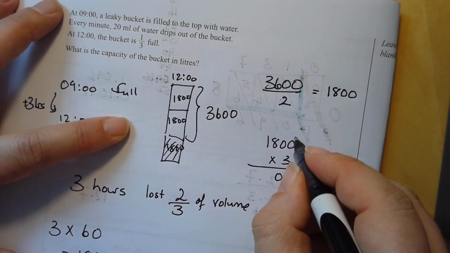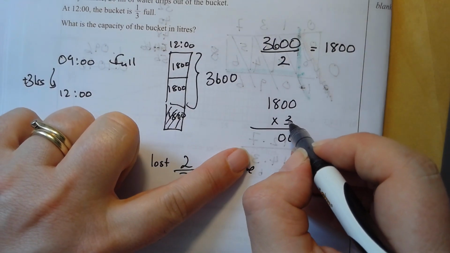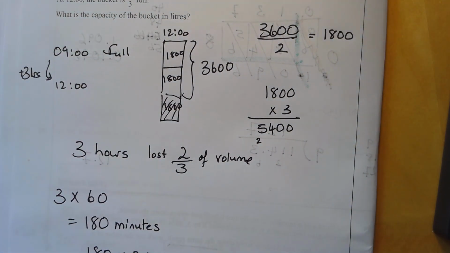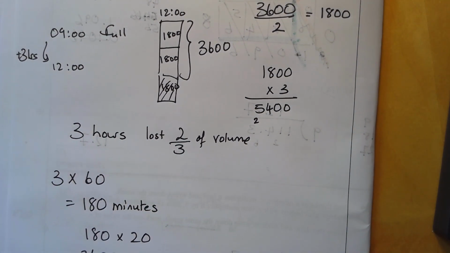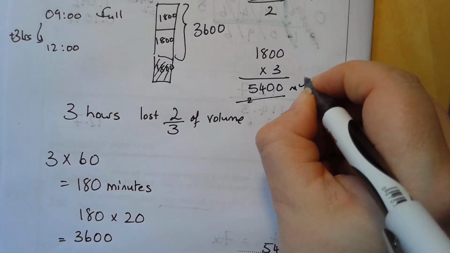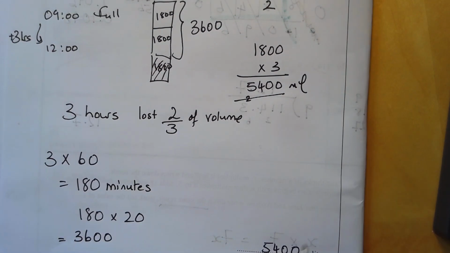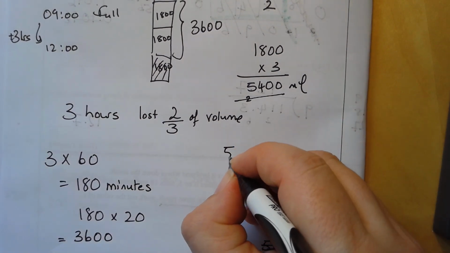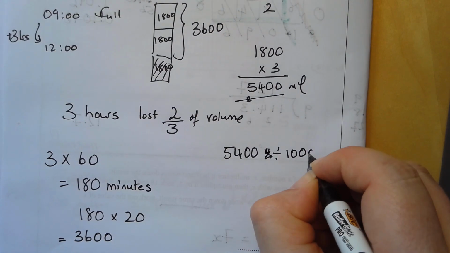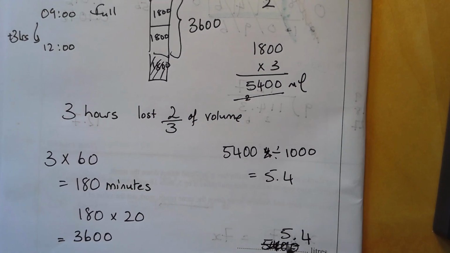Gosh, simple multiplication and division, but it's putting it all together that's the tricky bit, isn't it? So the total: 4 to 5, let's check it's right. Yes, 5,400 millilitres. Oh no, it's asked me to write it in litres. To go from millilitres, divide by 1,000, which gets us to 5.4. So the answer is 5.4 litres.